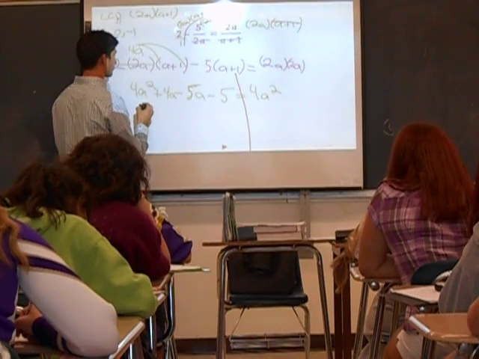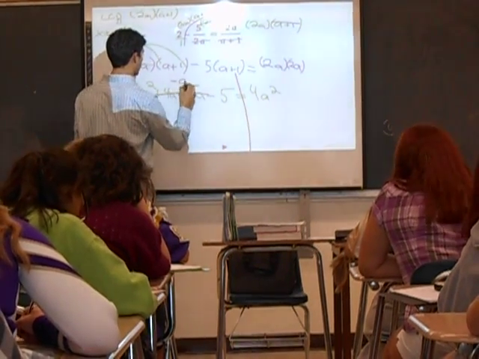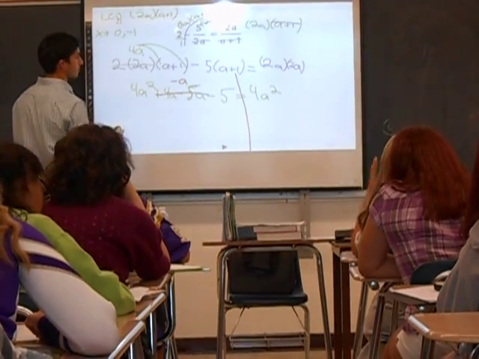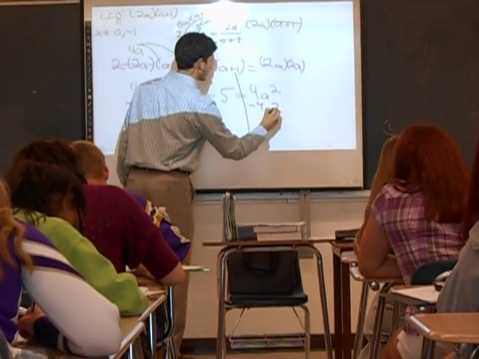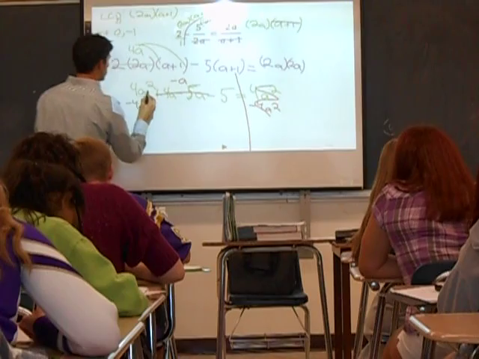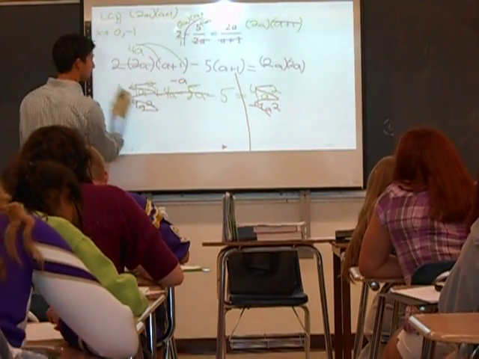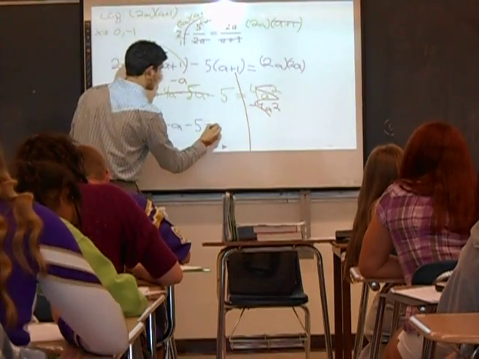Negative a. So that turned into a negative a. Yeah, that's right, because those we both get out of there. And now what we're left with is negative a minus 5 equals 0.